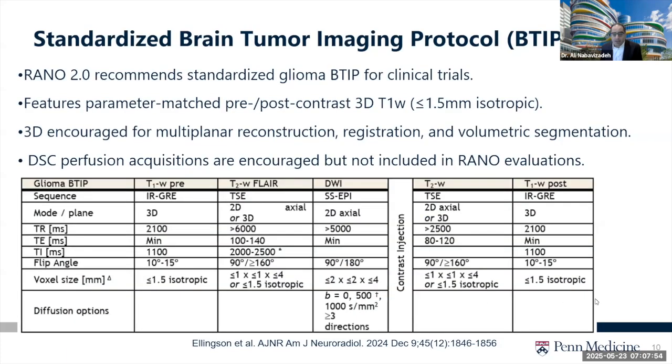So it's very important to have a standardized brain tumor imaging protocol. This is the protocol recommended by RANO 2.0, and you can see the parameters. It's strongly encouraged to have 3D volumetric T1 pre and post contrast to allow for multi-planar reconstruction and volumetric measurements if needed. DSC perfusion imaging is encouraged, but is not formally part of the RANO criteria yet.